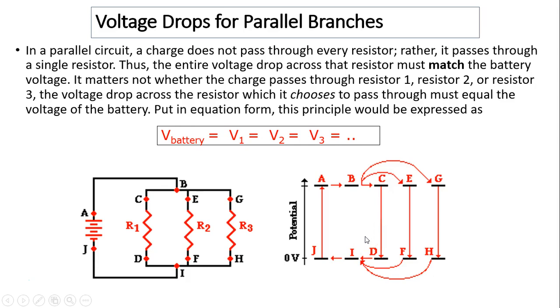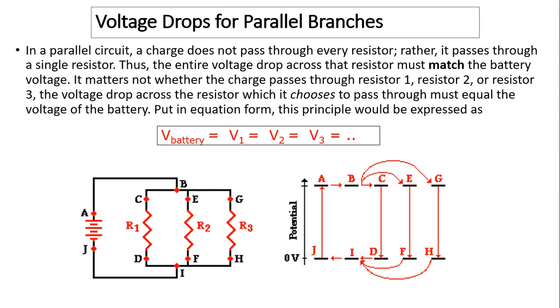Okay, voltage drop for parallel branch. In parallel circuits, the charge does not pass through every resistor. Rather, it passes through a single resistor. Thus, the entire voltage drop across the resistor must match the battery voltage. So it matters not whether the charge passes through resistor R1, R2, or R3. The voltage drop across the resistor which it chooses to pass through must equal the voltage of the battery.